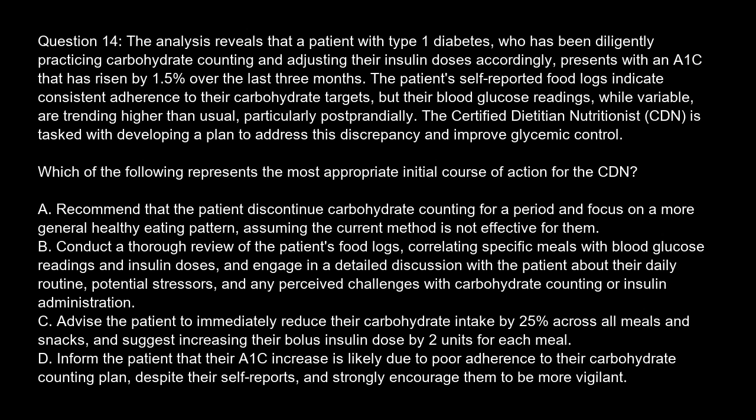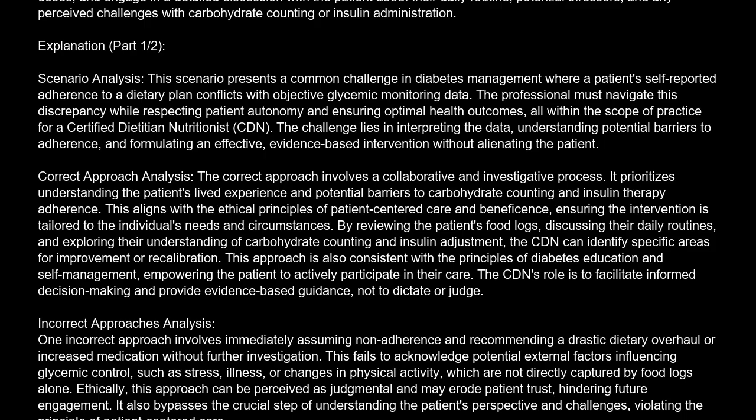Option C. Advise the patient to immediately reduce their carbohydrate intake by 25% across all meals and snacks, and suggest increasing their bolus insulin dose by 2 units for each meal. Option D. Inform the patient that their A1C increase is likely due to poor adherence to their carbohydrate counting plan, despite their self-reports, and strongly encourage them to be more vigilant. The correct answer is B.